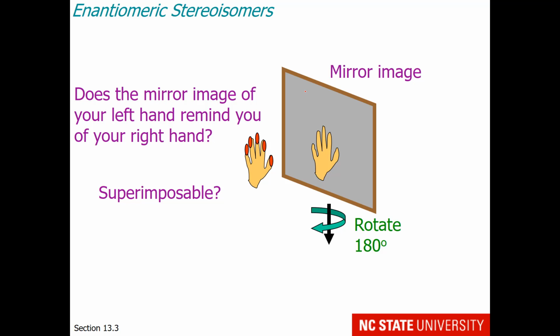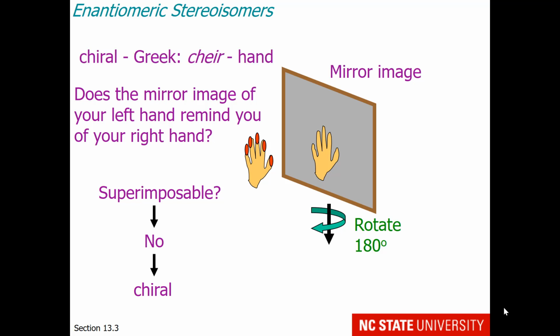And of course you know this. If you try to put your left glove on your right hand, you notice that it doesn't fit properly. So these are what's called non-superimposable mirror images. Molecules that are like this are termed chiral. Chiral comes from the Greek word cheir, as your hand is also a non-superimposable mirror image.